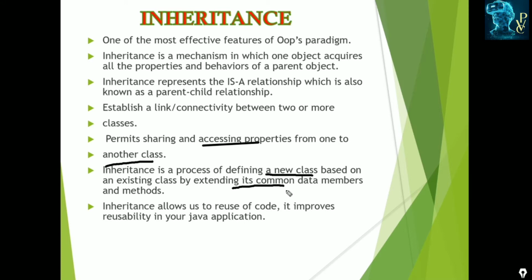So inheritance allows us to reuse code. That is, we can reuse the code as many times as we want. So we can create many children for the same parent, or we can create multiple new classes from multiple existing classes. So inheritance allows the reuse of code, and it improves the reusability of applications.